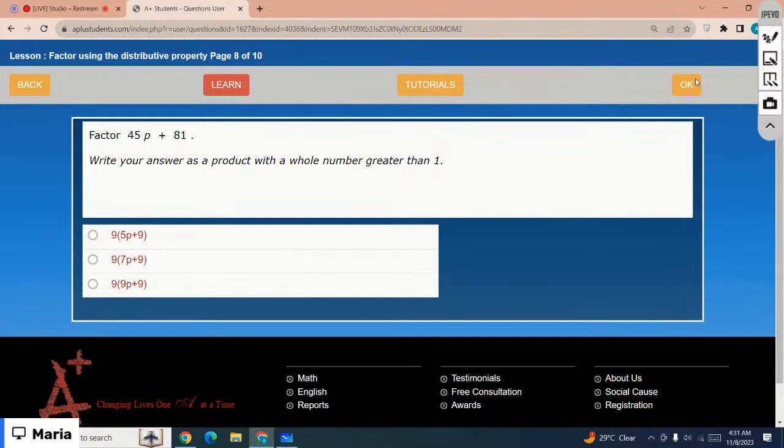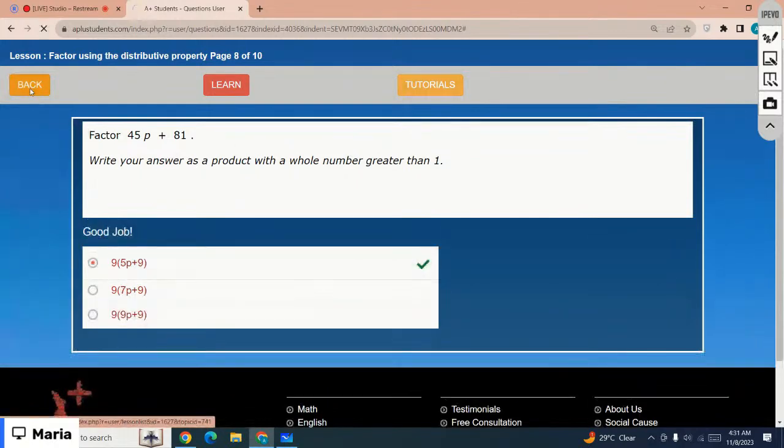So you have to think of a number that can divide 45 and 81, right? So the number that can divide both the numbers is 9, right? So take 9 common and divide 45 and 81 by 9. So 9 times 5 is 45 and 9 times 9 is 81. So when you take 9 common, you are left with 5p plus 9. If you multiply them, they have exactly the same expression, right? So option number 1 is the correct option.